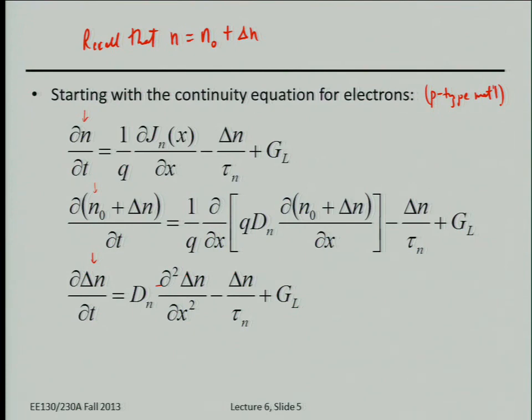Yes, John. Derivative of n naught is 0. Well, that's true, but I'm taking the derivative. Yes, you're right. So derivative of n naught is 0. That's absolutely right. There's another reason that's true. But in order to go from the second line to this third line here, n naught has to be constant with distance. So dn naught dx is 0. But something else also depends on doping. What else?